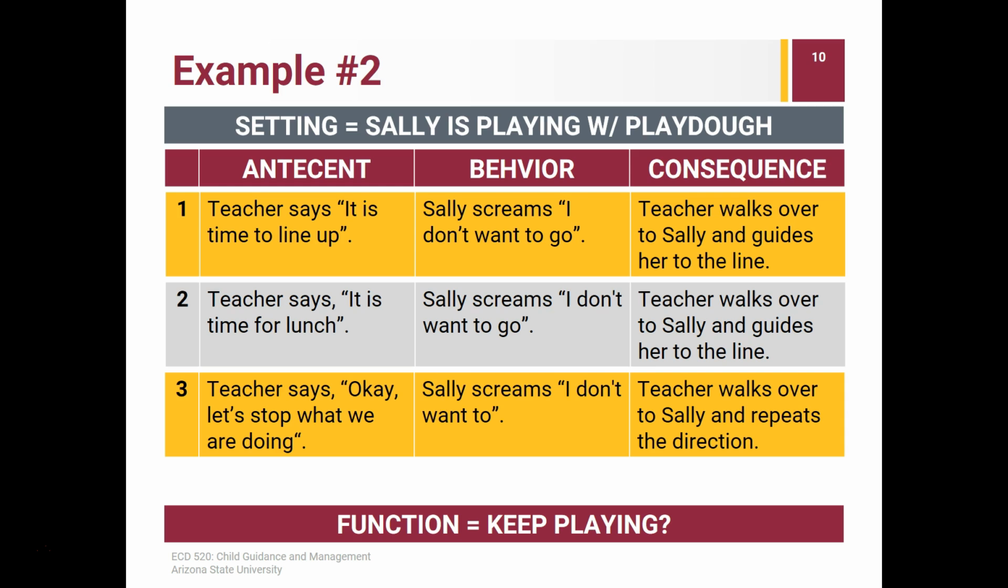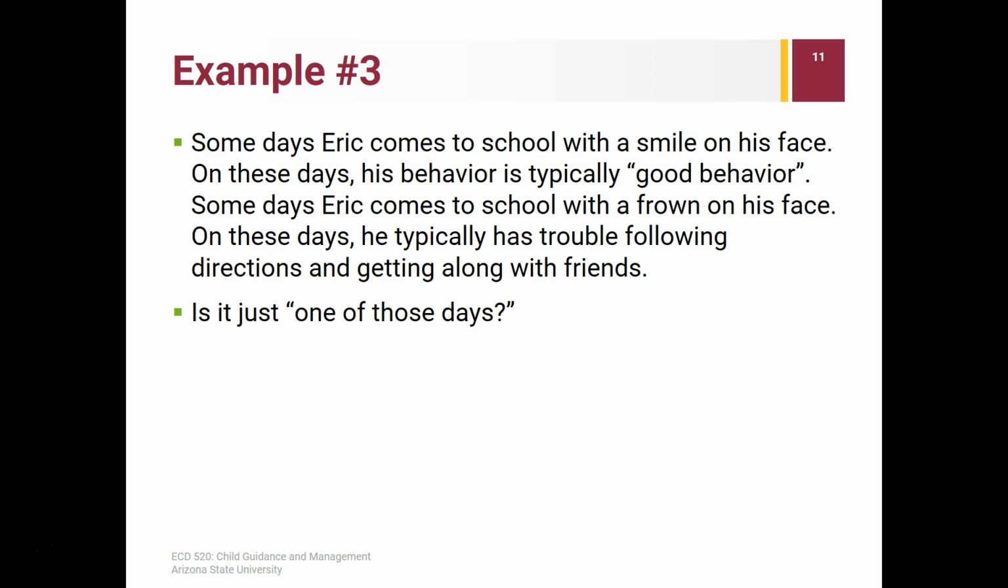I hope this helps you see that we have to consider everything in the child's setting, as well as the antecedents, the behaviors, and the consequences. Here is another example of when we need to consider the setting. Some days Eric comes to school with a smile on his face. On these days, his behavior is typically "good behavior." Some days Eric comes to school with a frown on his face. On these days, he typically has trouble following directions and getting along with friends.